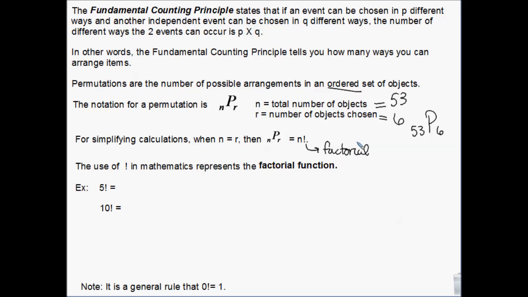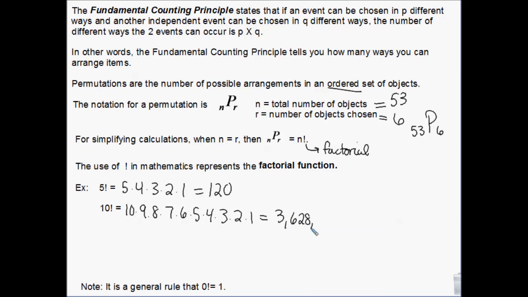Okay, and factorial means I'm going to take 5 and multiply it by every number under it till we get to 1. So 5 factorial is 5 times 4 times 3 times 2 times 1. And 10 factorial is 10 times 9 times 8 times 7 times 6 times 5, 4, 3, 2, 1. Okay? And then when you multiply those out, they grow really fast.